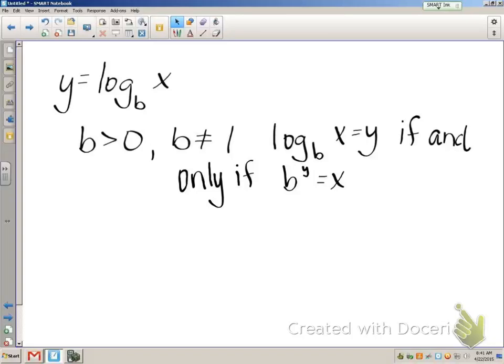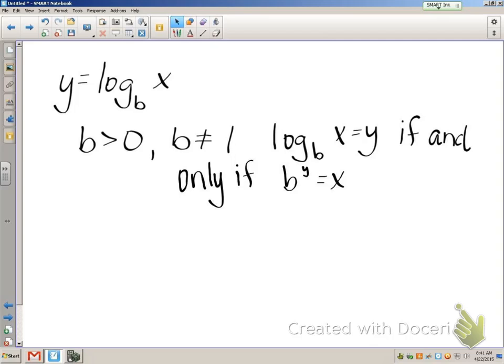The objective for this lesson is to be able to write and evaluate logarithmic expressions. Logs is something that up to this point you probably haven't seen before, so we're going to take a look at those. We've been looking at exponential functions, y equals b raised to the x power. This exponential function is a 1-to-1, so its inverse would be x equals b raised to the y power.